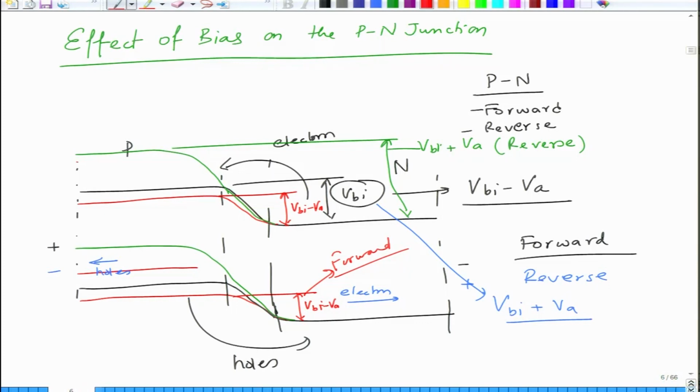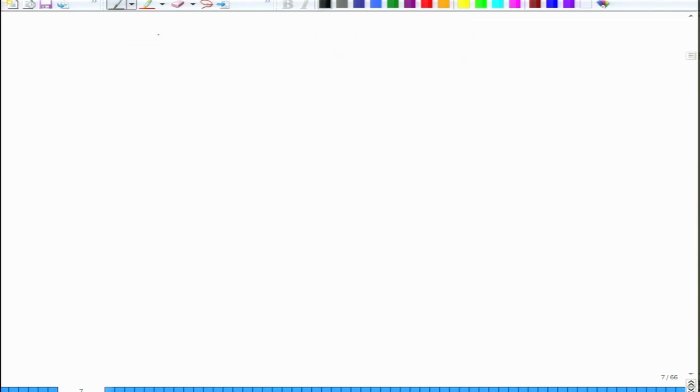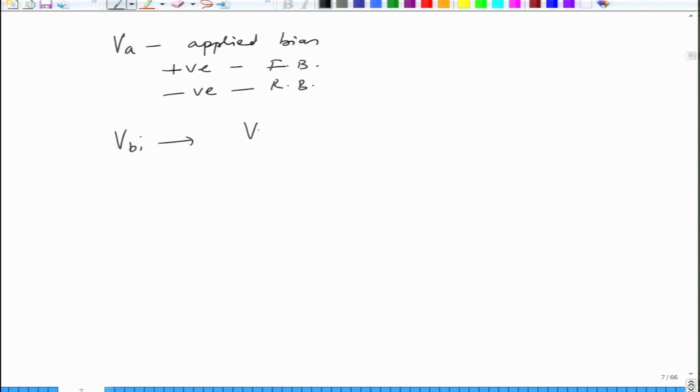All right. So let us say we have applied potential VA. So VA is the applied bias. VA value is positive when it is forward bias and it is negative when it is reverse bias. So if this happens, then we replace VBI by VBI minus VA. Depending upon the sign of VA, it will become plus or minus.